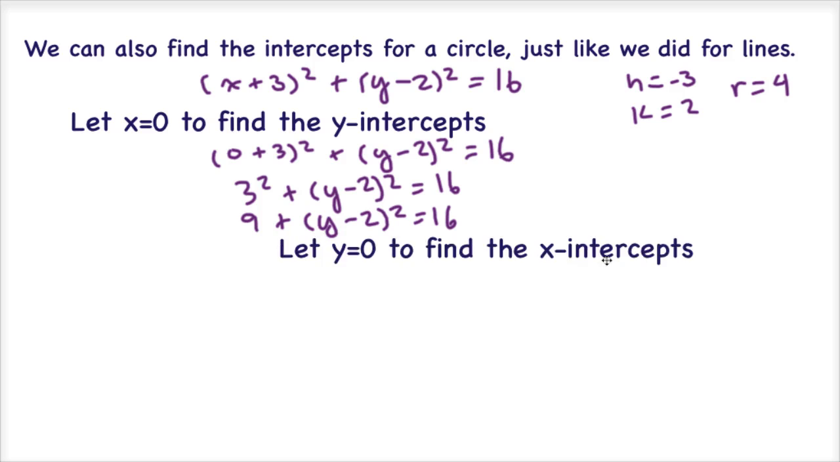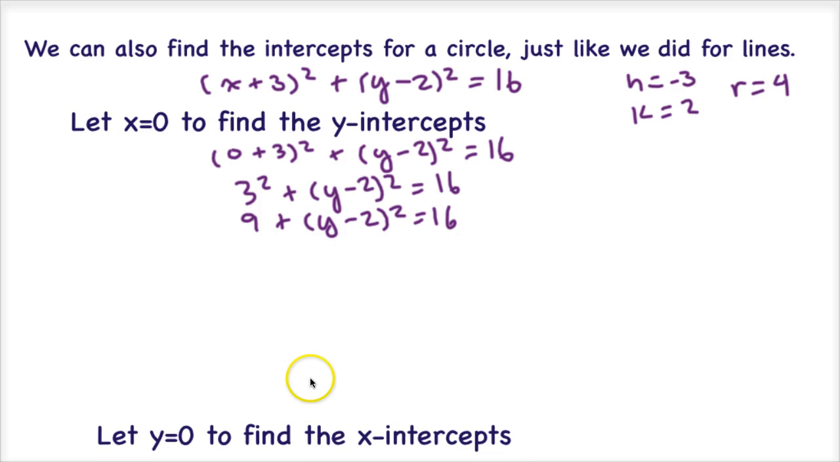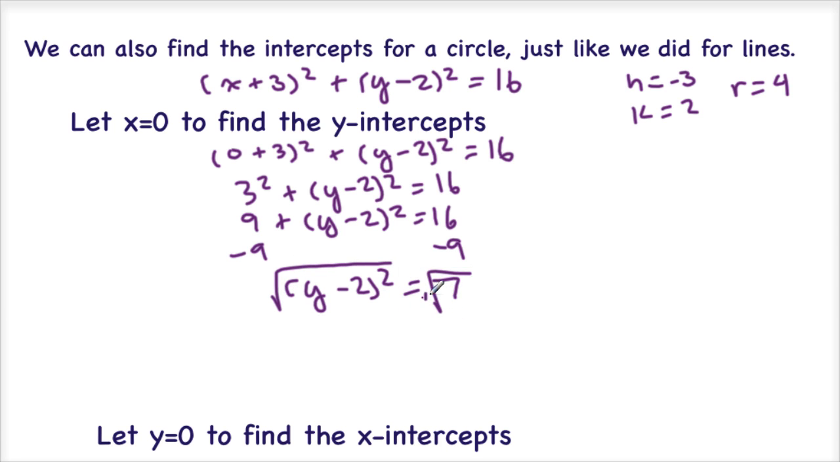Let me move this out of the way. Move this down here. And so now I would subtract 9 from each side. And I would get (y - 2)^2 equals 16 minus 9. That's 7. And so now I have this (y - 2)^2. So the way to get rid of the squared is to take the square root of both sides. And when I take the square root, I have to remember there's the positive and negative square root. So I get y minus 2, the square is gone, equals plus or minus the square root of 7.